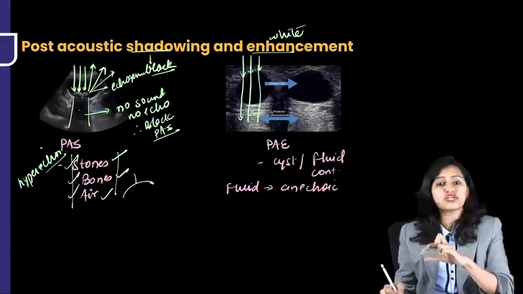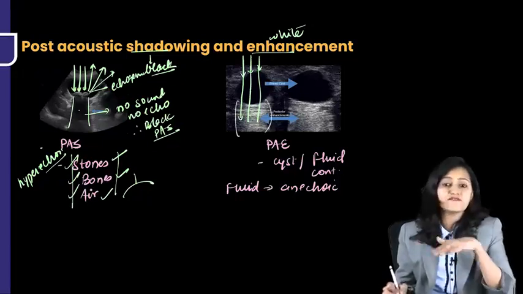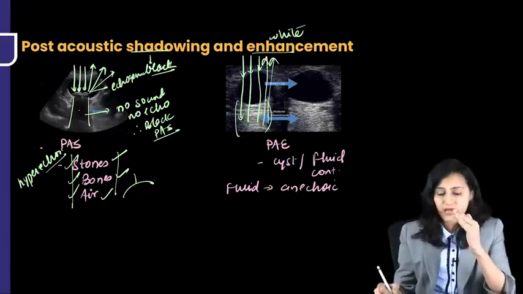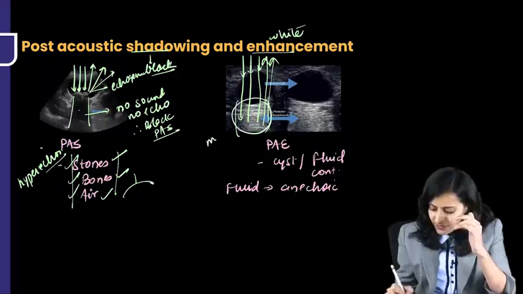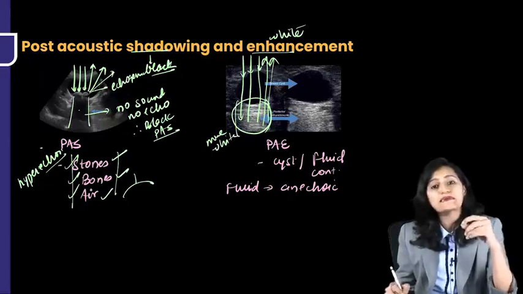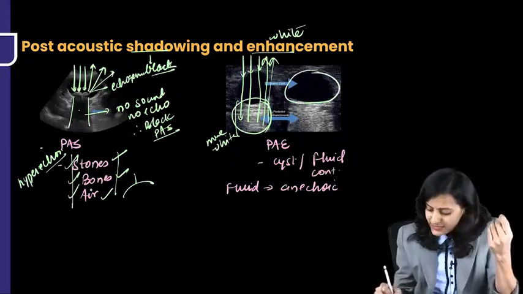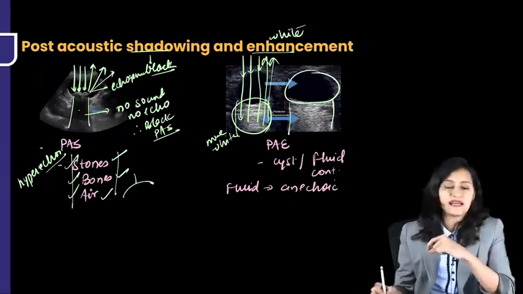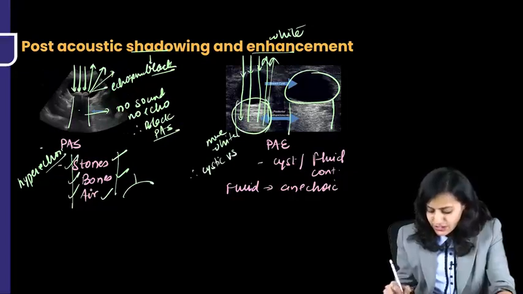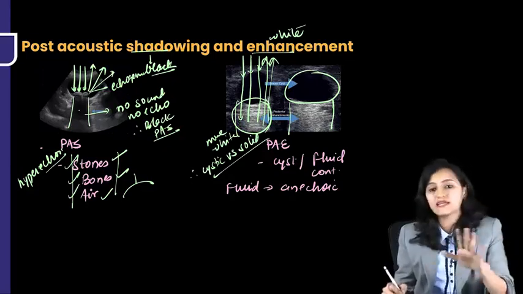Because fluid is a good conductor of sound, a lot of sound reaches behind the cyst. A lot of sound reaching means a lot of sound reflecting back. So the area behind will appear more white because it is reflecting a lot of sound. It will be hyperechoic, that is enhancement. So when in an ultrasound I see posterior acoustic enhancement, I know that it's a cystic lesion, and therefore ultrasound is a good investigation to differentiate whether the lesion is a cyst or a solid lesion.